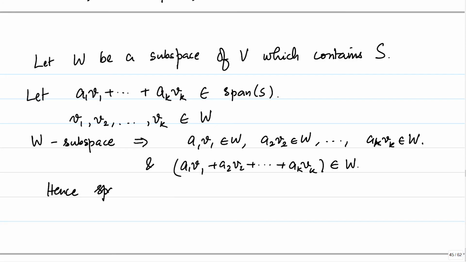span of S is contained in W, because we took some arbitrary vector in span of S and we showed that it has to be necessarily in W. So this means that this is contained in W, and that's precisely what we had set out to prove.